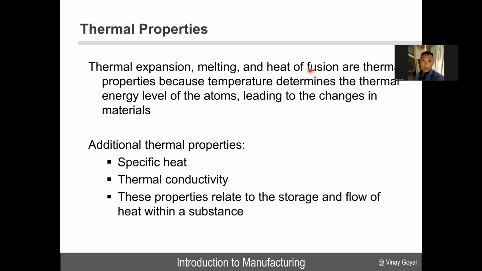Additional thermal properties that we could discuss are specific heat and thermal conductivity, and these properties relate to the storage and flow of heat within a substance. And all these properties can become extremely important in the manufacturing processes.